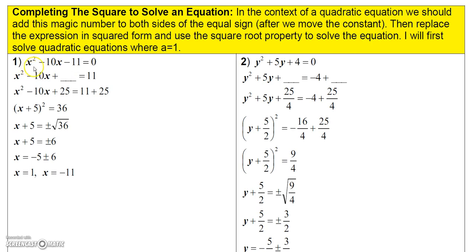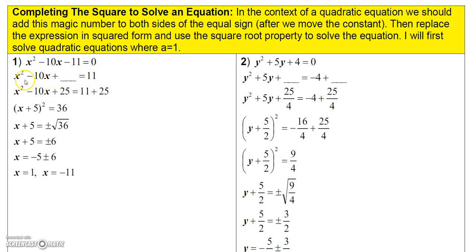Okay, so now we're actually going to work with equations. So I have x squared minus 10x minus 11 equals 0. Now, the problem is this minus 11 is not the number that I need for this side to be a perfect square. So what I need to do is move it to the other side, and it becomes plus 11. Or you could just say we're adding 11 to both sides. That cancels the negative 11 and gives me plus 11 over here.